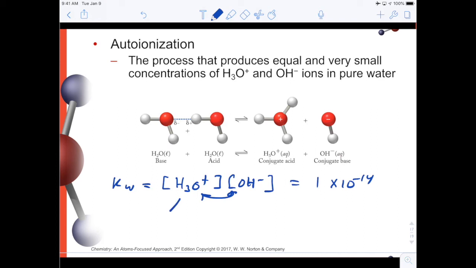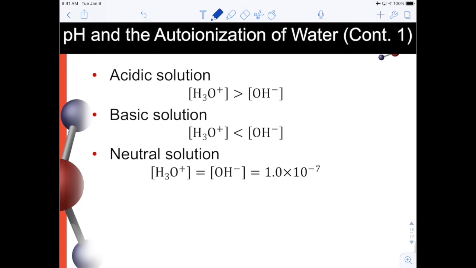So as this one increases in concentration, this one needs to decrease in concentration. That is this inverse relationship, so that your equilibrium constant can always be 1 times 10 to the minus 14. Remember, equilibrium constants do not change except for temperature. So changing these concentrations should not change my equilibrium constant. But in order for this value to hold true, if I increase this, this has to decrease. The product is always 1 times 10 to the minus 14.